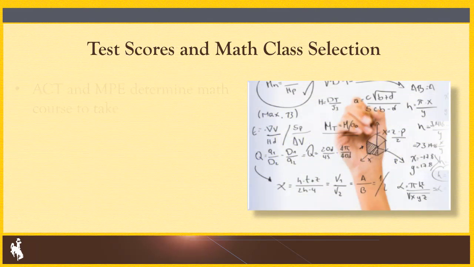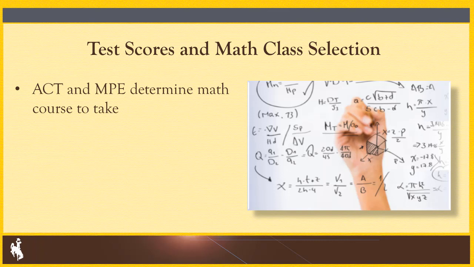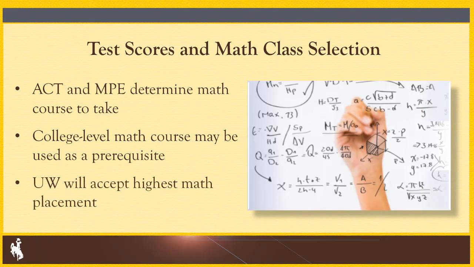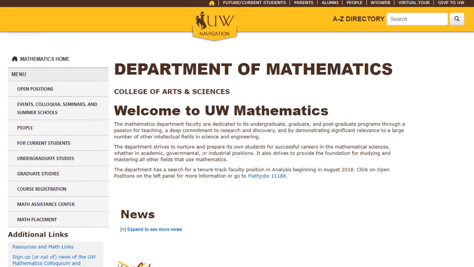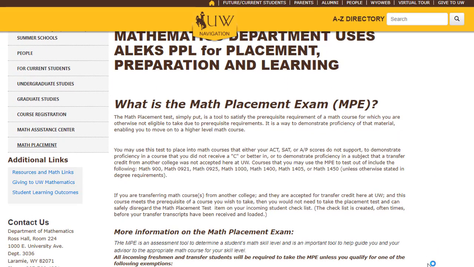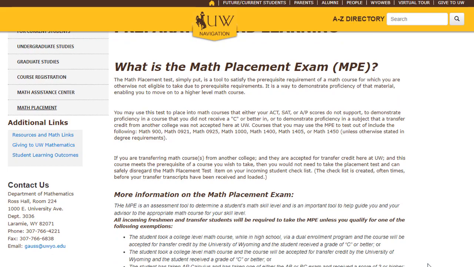The ACT math score and the MPE scores are used to determine which math course a student should take. If a student has previously taken a college-level math class, that course can also be used as a prerequisite. UW will accept the highest placement. The Department of Mathematics website provides in-depth information about math placement, and more details on math placement are also provided in the related Toolbox training.